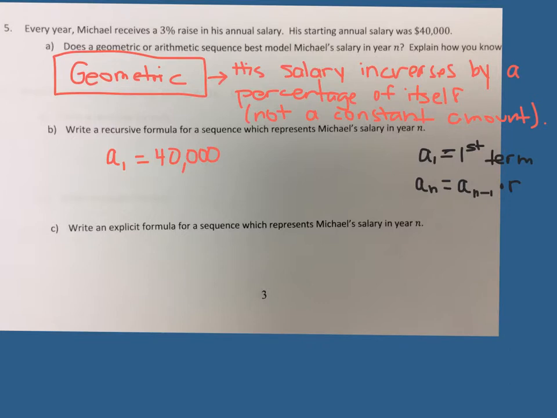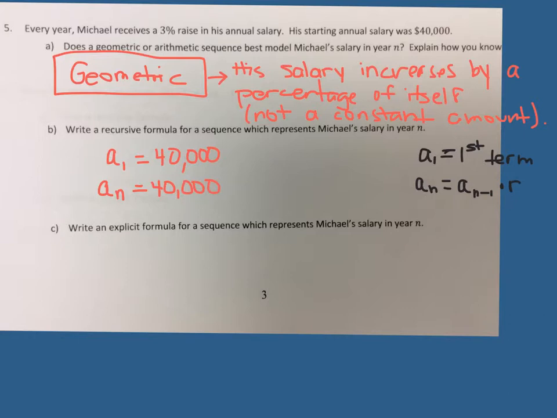Okay, now a sub n would be equal to a sub n minus 1 times r, the percent that a salary is increasing by. So let's write a sub n equals the first term, which is 40,000, right? That's our a sub 1.